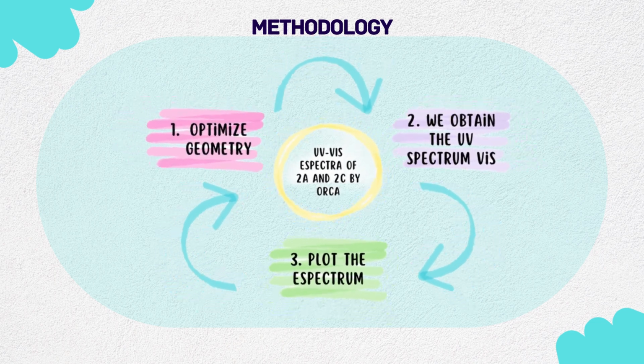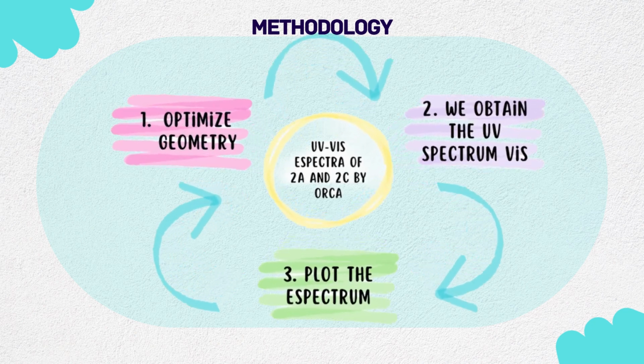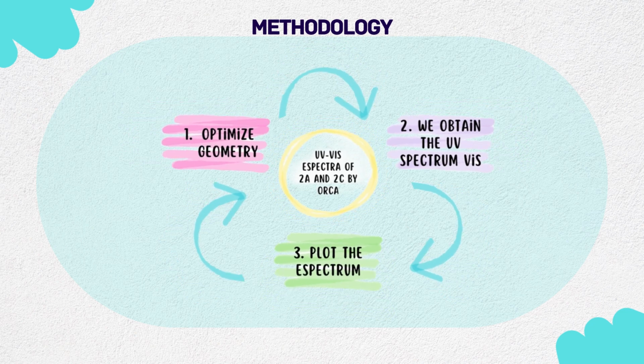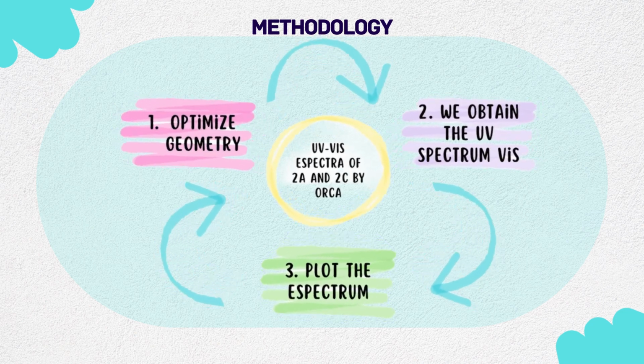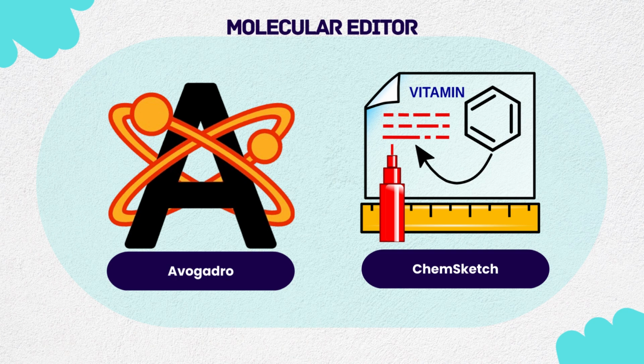The steps required to perform the simulations using the ORCA software are divided into three main sections. 1. Optimize the geometry. 2. Obtain the UV-Vis spectrum. 3. Plot the spectrum. However, before optimizing the geometry of the molecules, it is necessary to draw them using a graphical interface, such as Avogadro or ChemSketch software.